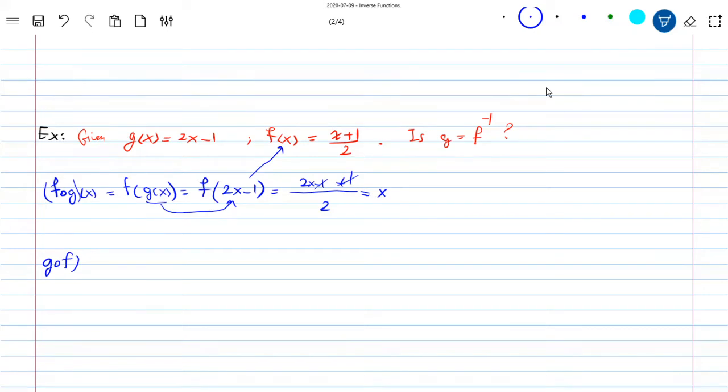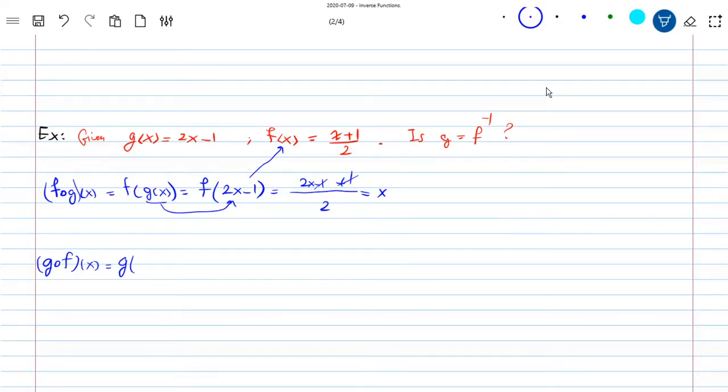You have to calculate g of f to see if that is really true as well. Sometimes the idea is only one-sided, so it's not true in both directions. That way it means that g and f are not inverses of each other.